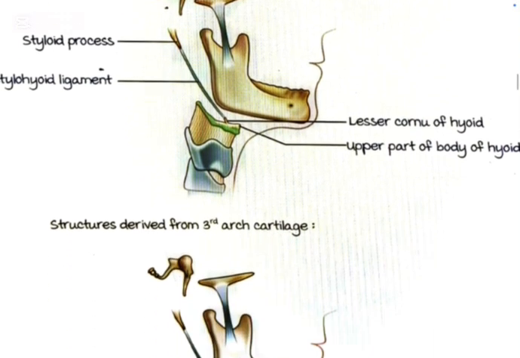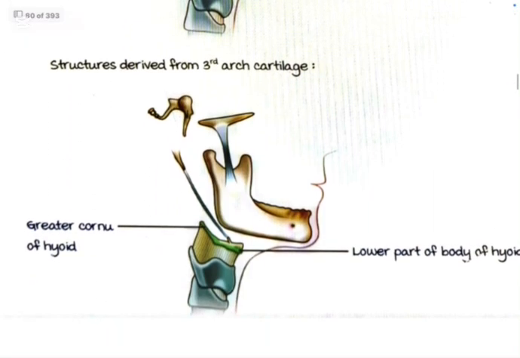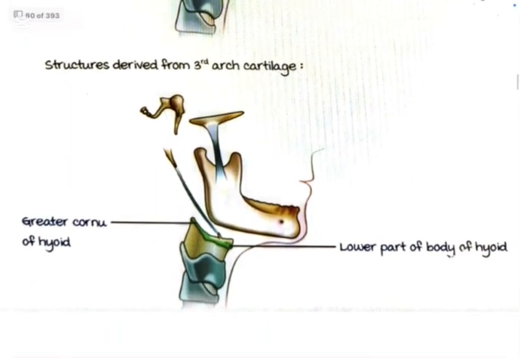Structures derived from third arch cartilage: greater cornu of hyoid, lower part of the body of hyoid. This is from the third arch.